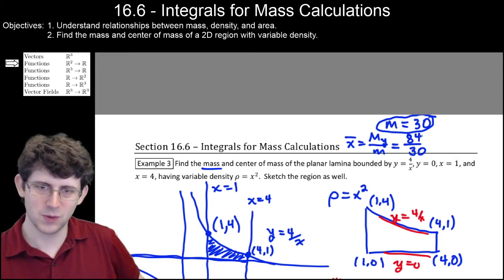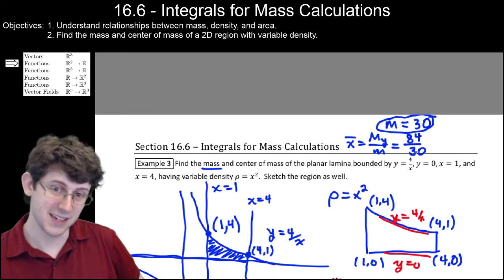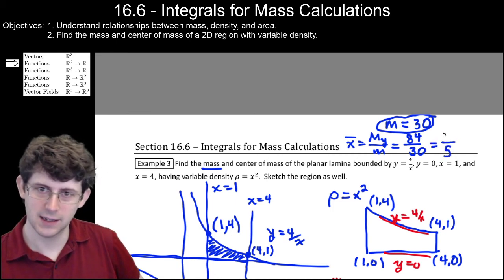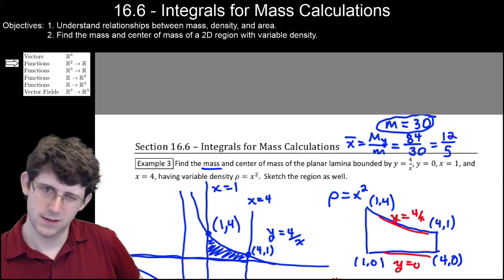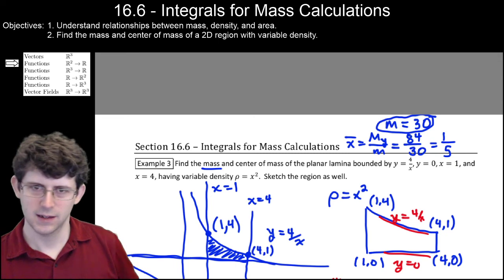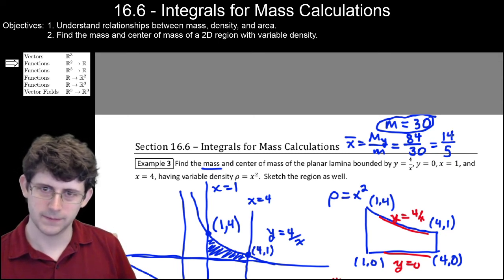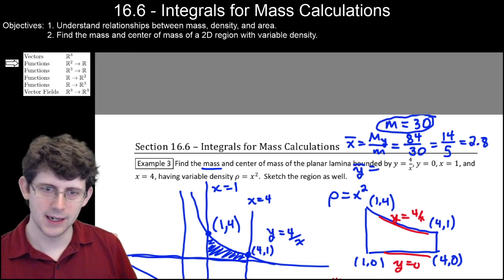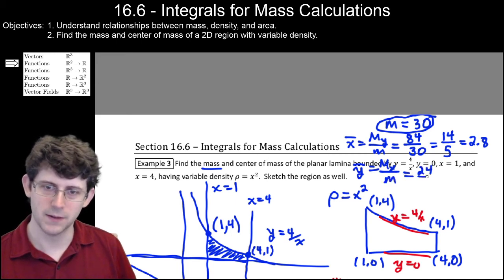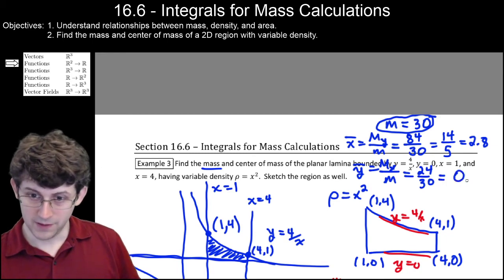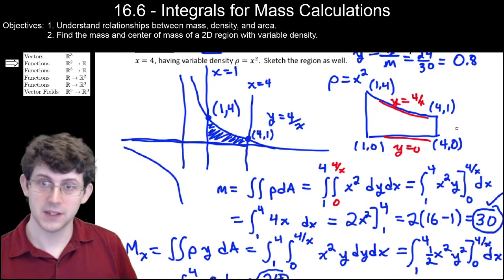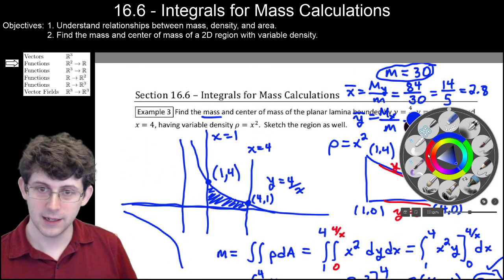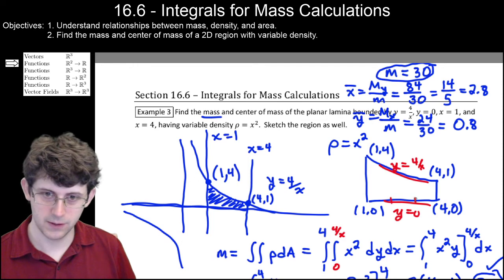This is like 7 times 12. And this has a 6 in it also, so we'll be able to divide both by 6. That's not right. Divide this by 6, we get 14/5. 14/5 is 2.8. And then y bar is, well, use the moment of how far away you should be from the x-axis. That was 24. 24 over 30 is 0.8. So the center of mass is at 2.8, 0.8, which is like right here.